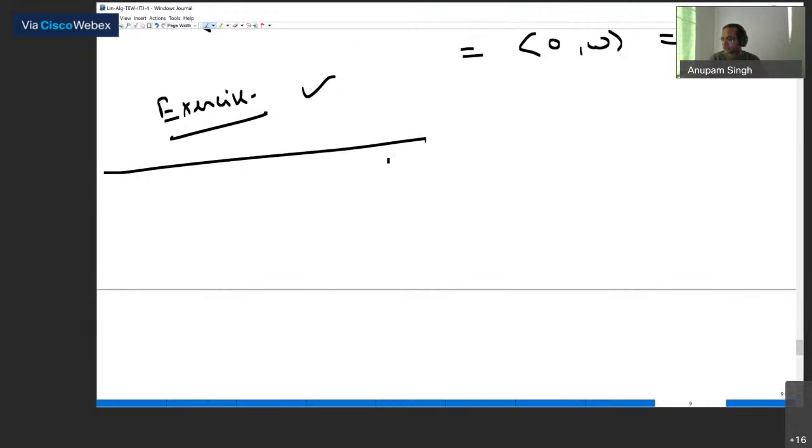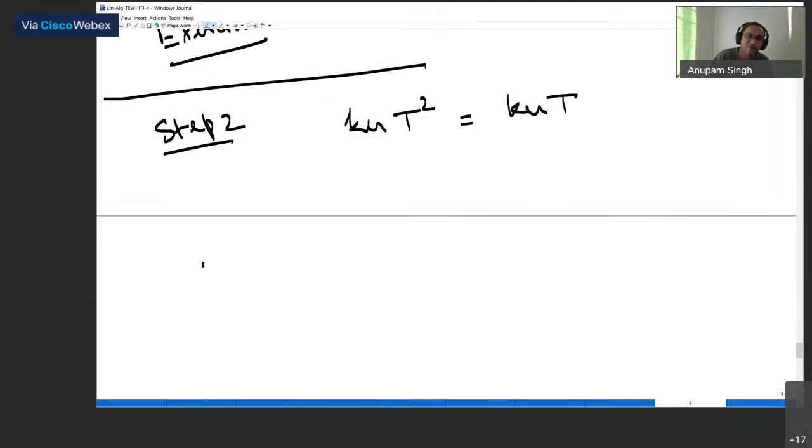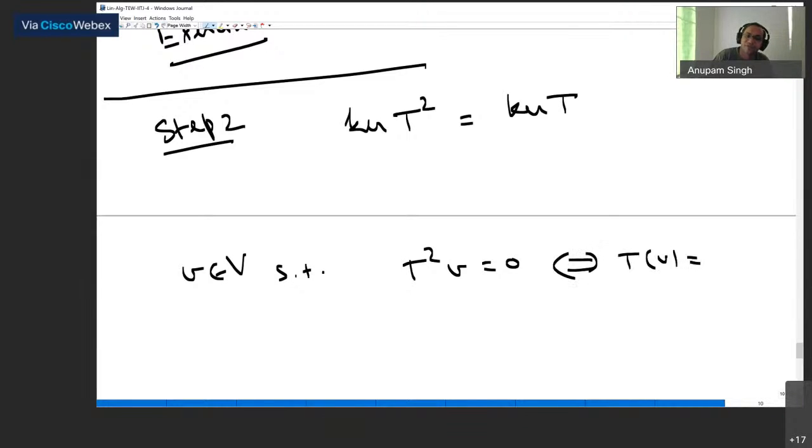So this proves, basically, step 1. I still have to prove step 2. So step 2 is the final proof. Let's say that I want to prove that the kernel of T square is the kernel of T. That means I want to prove that for a vector V in the vector space, T square of V is 0 if and only if T of V is 0. Of course, if T of V is 0, then T square of V is 0. So I need to prove the other direction. This is the question mark.